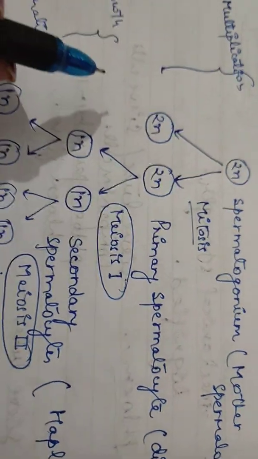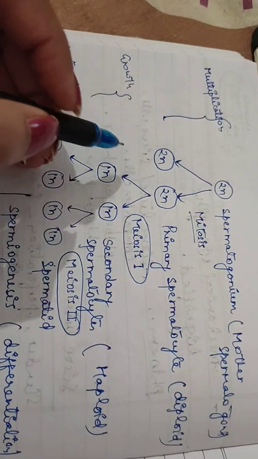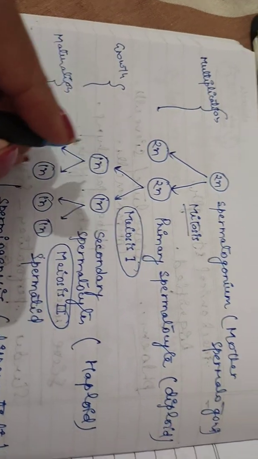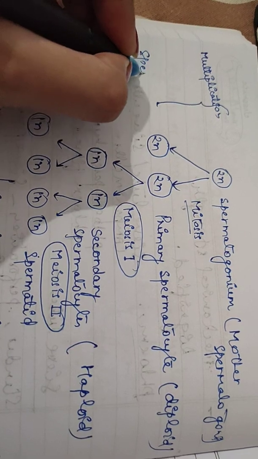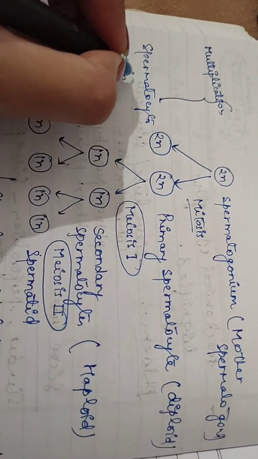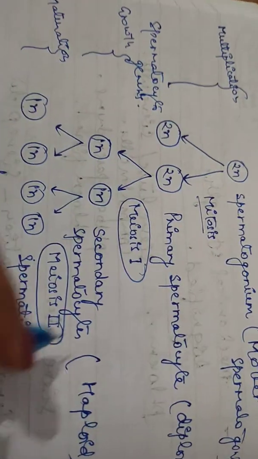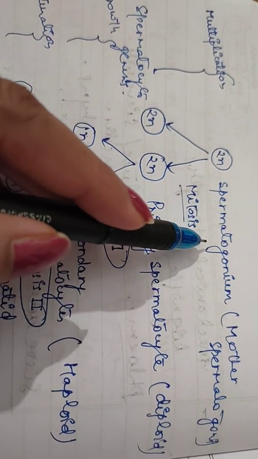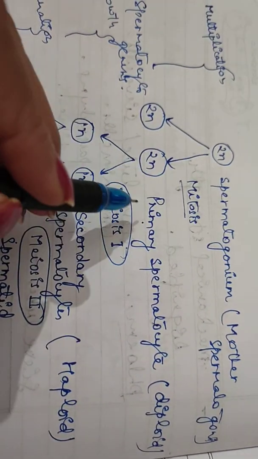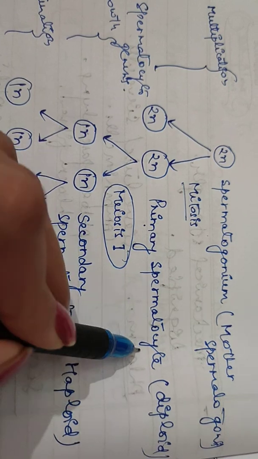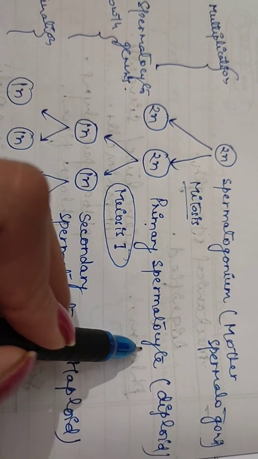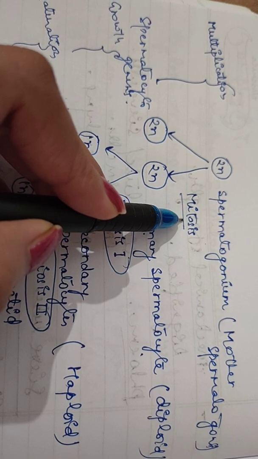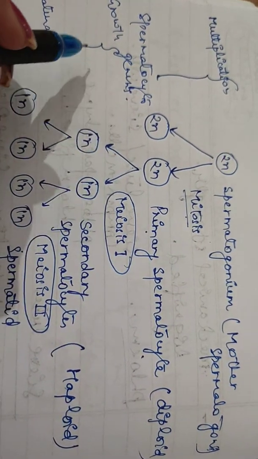And the growth phase is also called spermatocytogenesis. It is the phenomenon of formation of primary spermatocytes from the spermatogonia. So you can see here, this is the primary spermatocyte, which is again diploid in nature, and it is formed from the spermatogonia, and this comes under the growth phase.